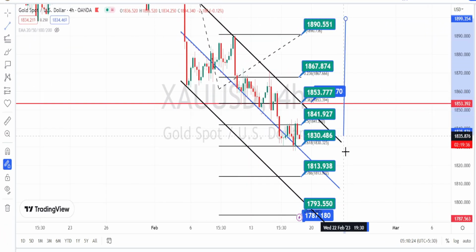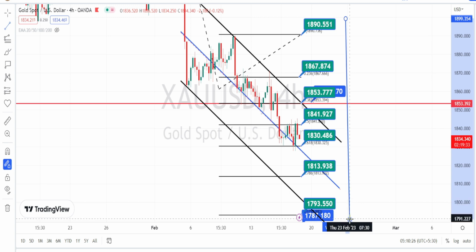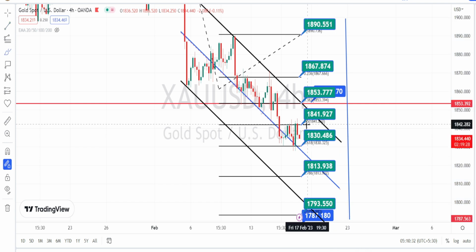So the values within these green color boxes are the resistance and support levels for the current price action in the 4 hours time frame. Currently the price action is trading between the resistance level of 1841 and the support level of 1830. Once this support is broken, the next levels of support are going to be around 1813, 1793 and 1787. And if the price action bounces back, breaking this resistance level of 1841, the next levels of resistance are going to be around 1853, 1867 and 1890.